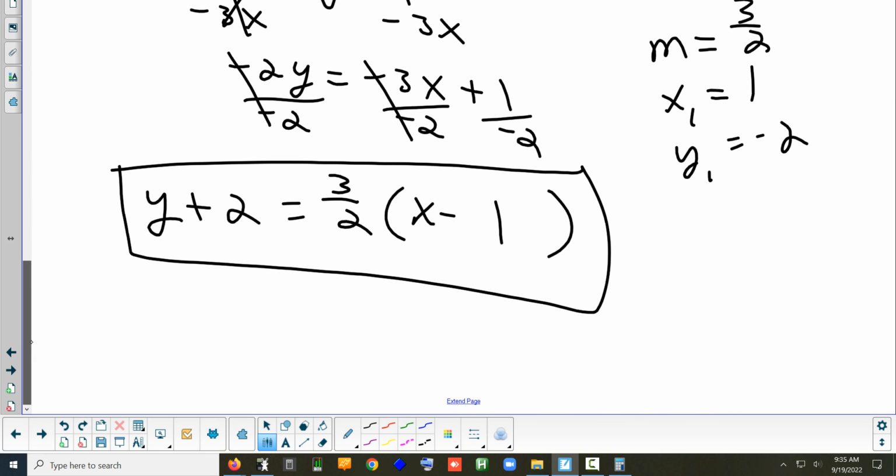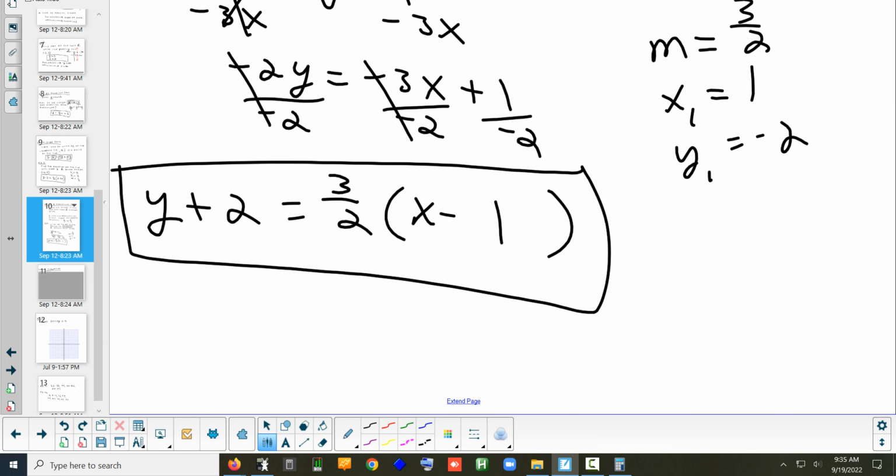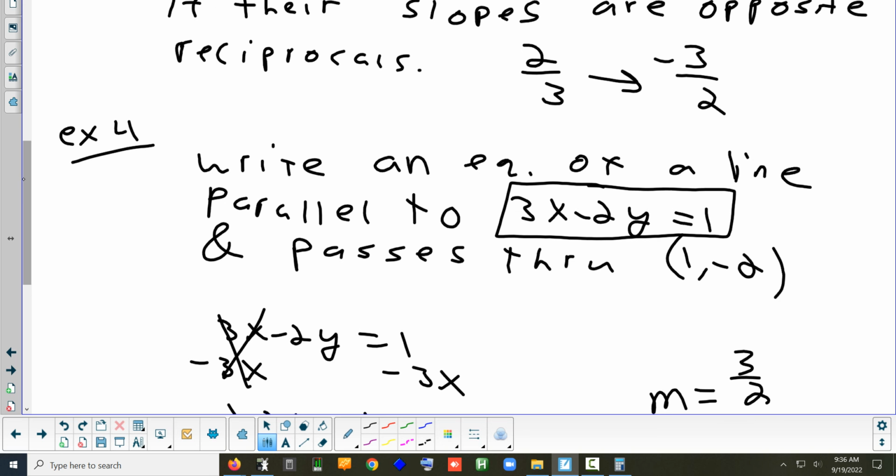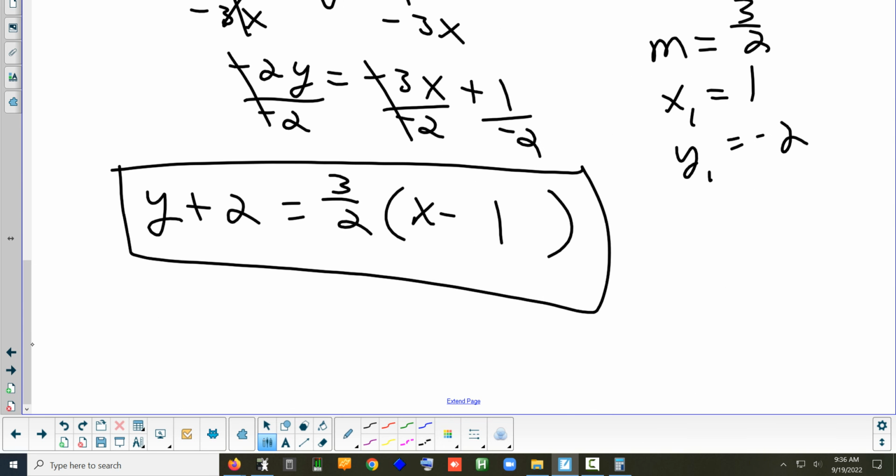Sorry. Any question on that? So that was the question on the test. Would that just be the answer for it? Yeah, they weren't very specific about the type of equation. They just said write an equation. So there you go. I wrote an equation. If they said to write an equation in slope-intercept form, then you'd have to go a little bit further and get the y by itself.